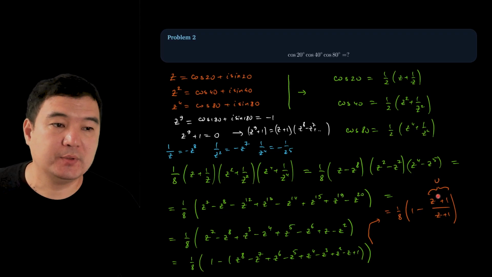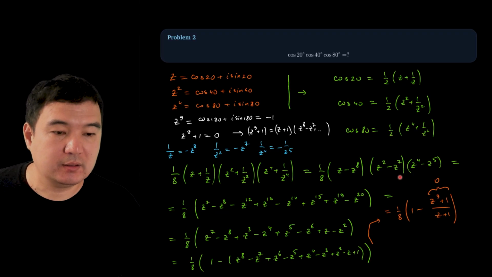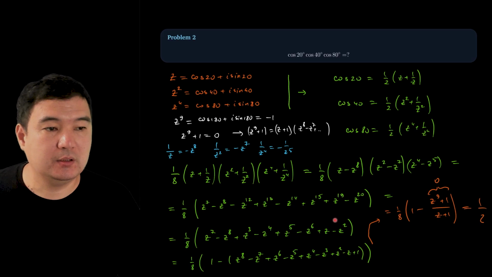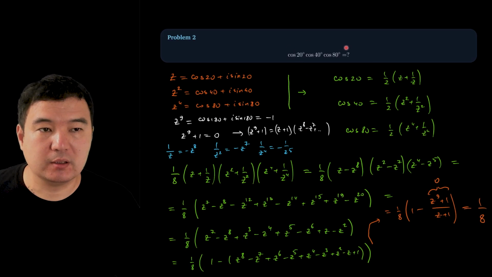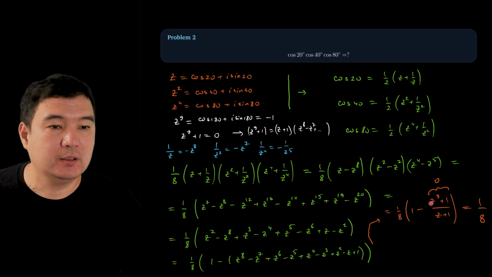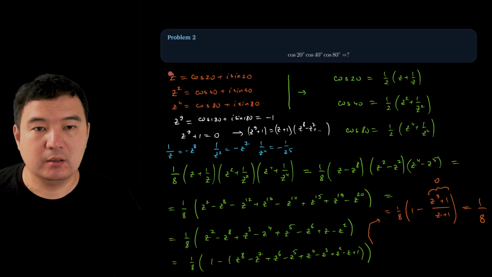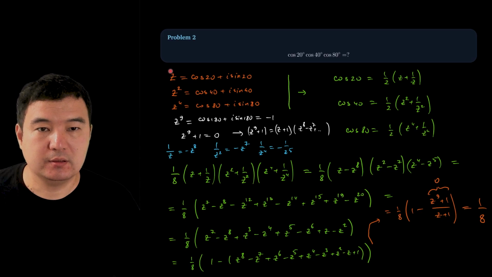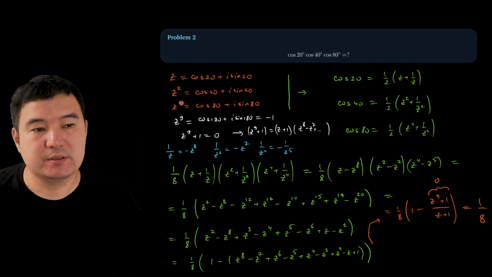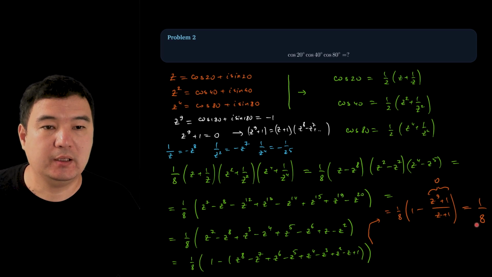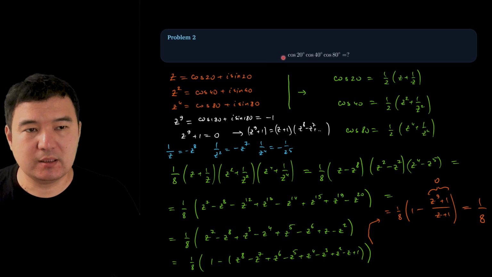And since this part is 0, the entire expression comes up to be 1/8. So this product of 3 cosines using these complex numbers is equivalent to 1/8. So there is another way.